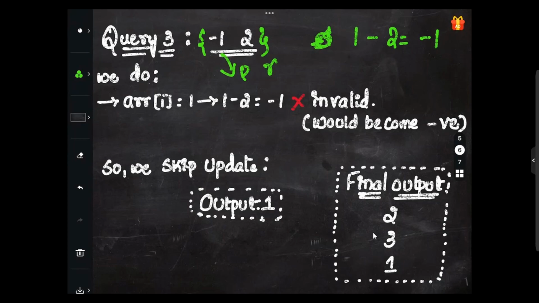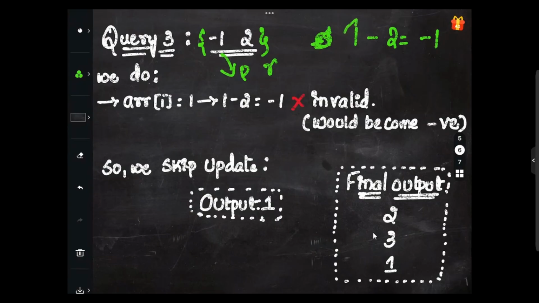So minus 1. While reading the question, I had said one thing, if you remember correctly. If we are going with a minus pr, we have to decrease the array of p by r, and we have to print the new value, and we have to skip the result if the result is less than 0.